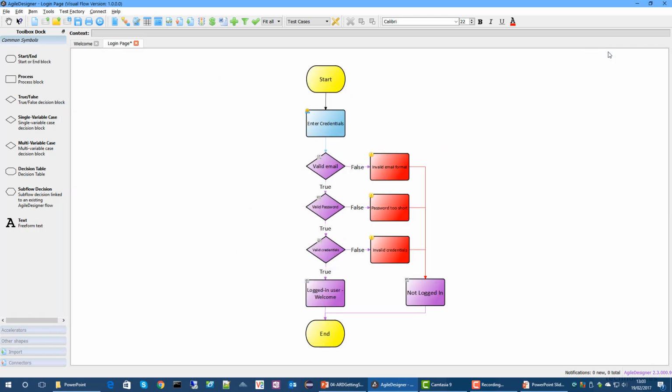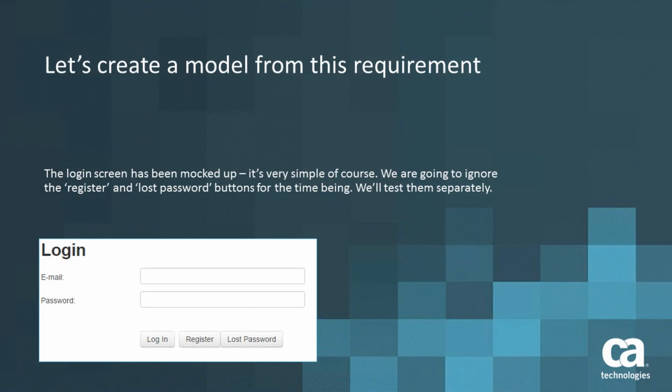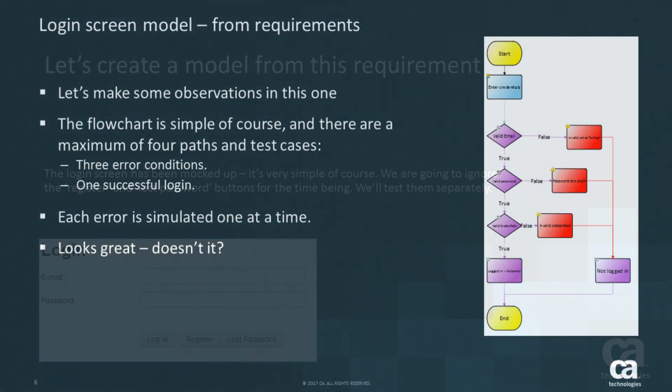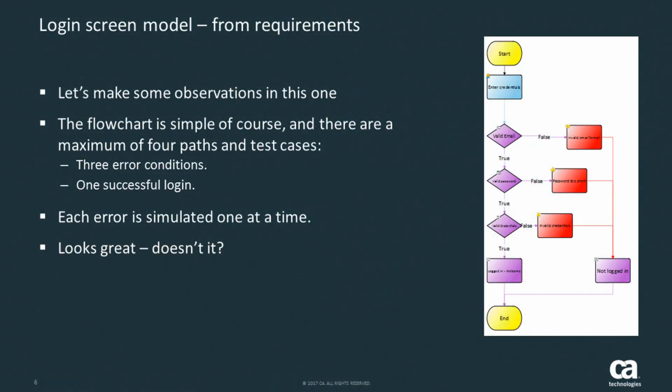So I'd be quite happy with that as a model to walk through with a user whether their requirements were comprehensive enough to build a login screen. Let's go back. So what we've just done is create a model that reflects the requirements. Although the layout of this one is slightly different, you can see that the model is the same structure in the image towards the right. The flowchart is simple. There's a maximum of 4 paths, 3 error conditions and 1 successful login. Each error is simulated one at a time. Isn't this good enough?